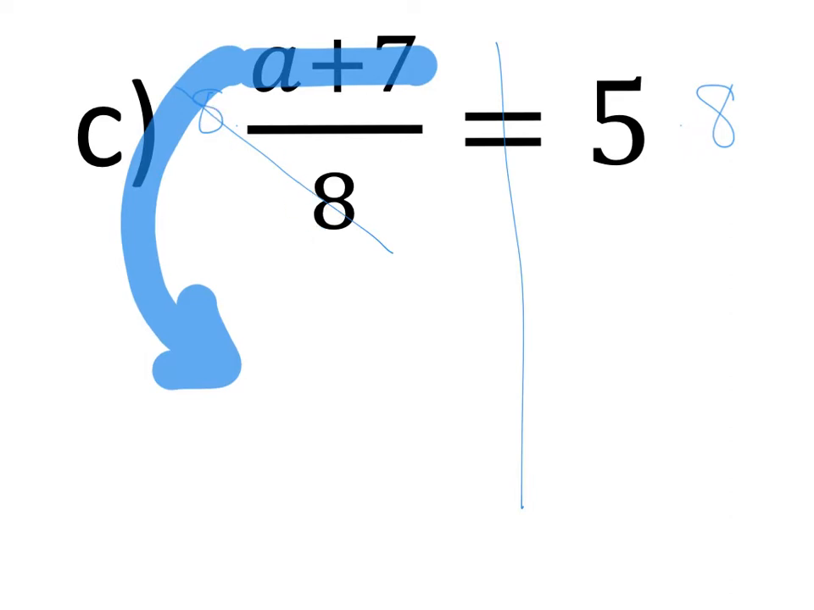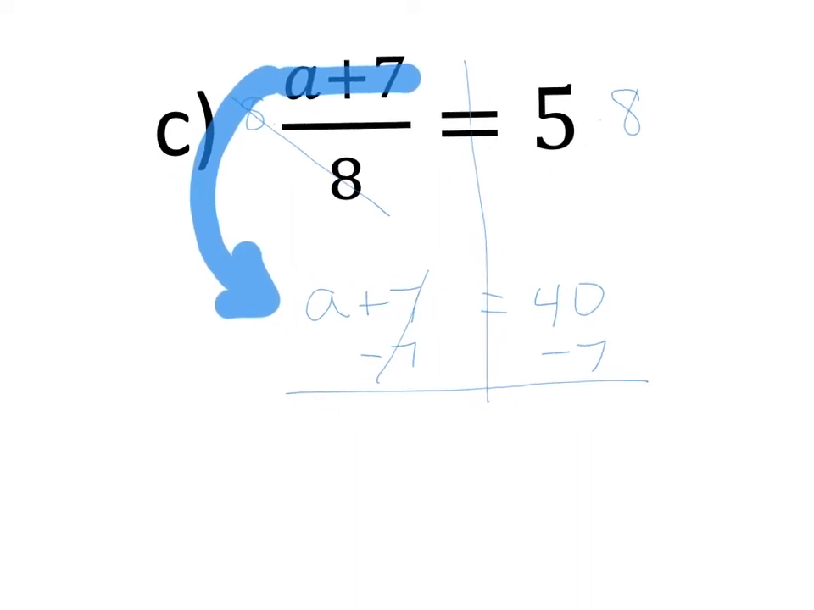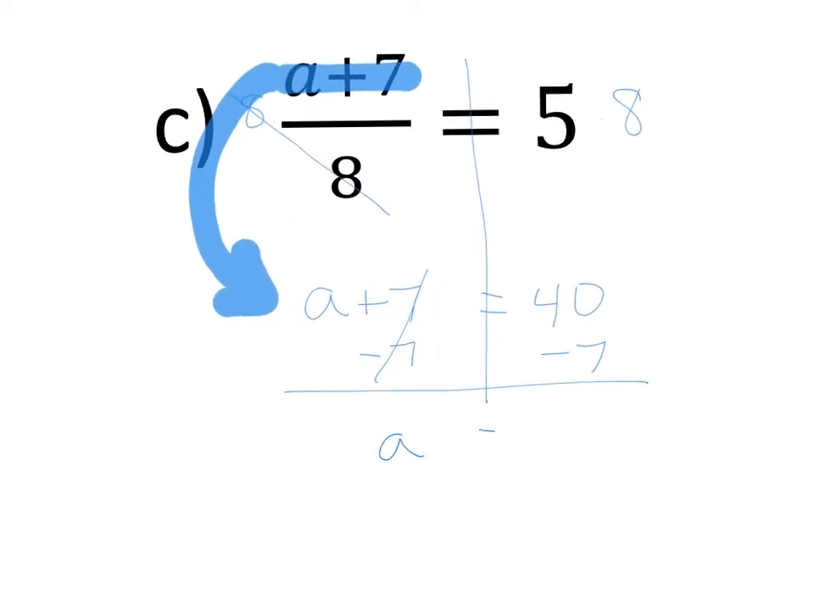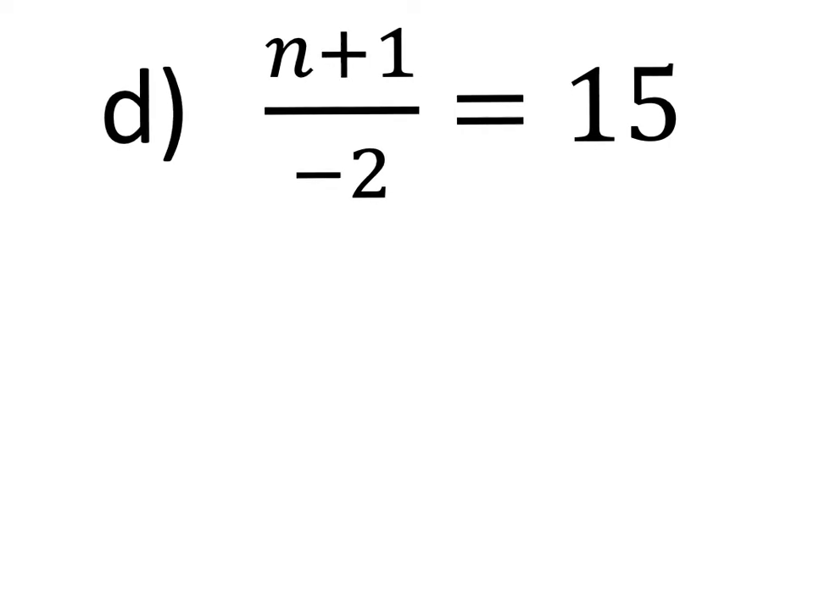So I'm going to have a plus 7, top drops, equals 40. 8 times 5. Now, since it's a plus 7, I'm going to subtract 7 from both sides and get A equals 33. And there's your answer. Okay, so I want you to go ahead and pause the video and try D on your own.